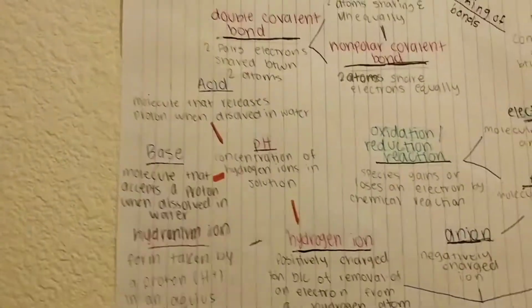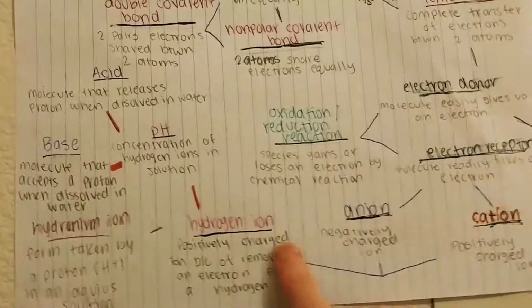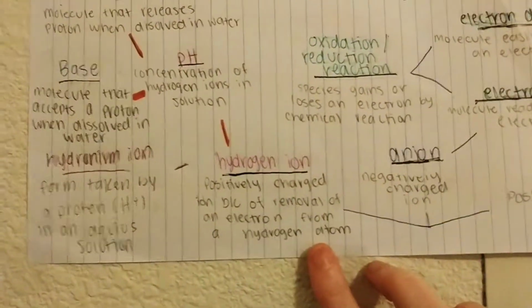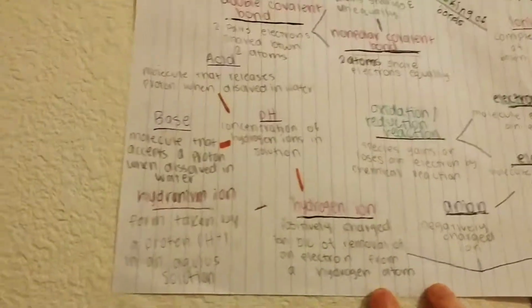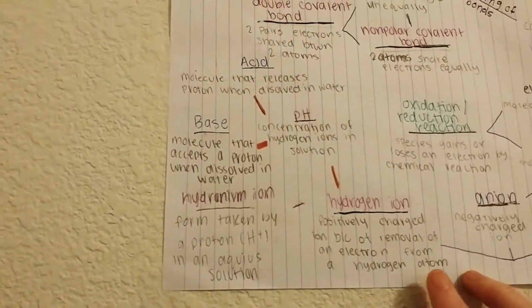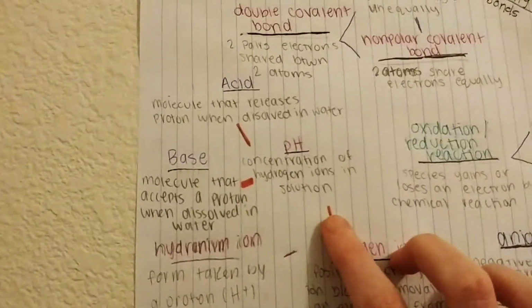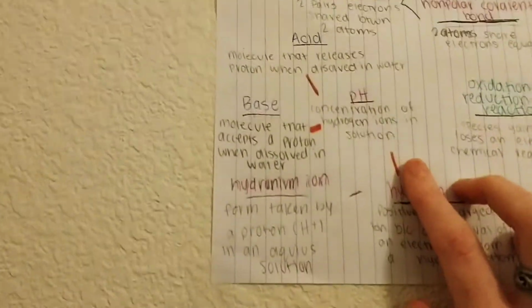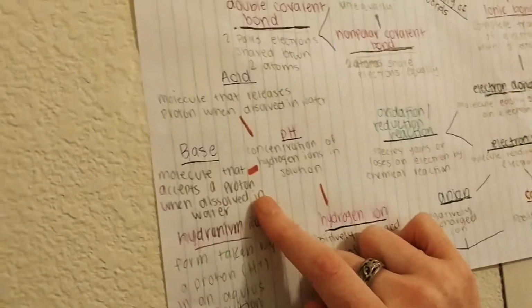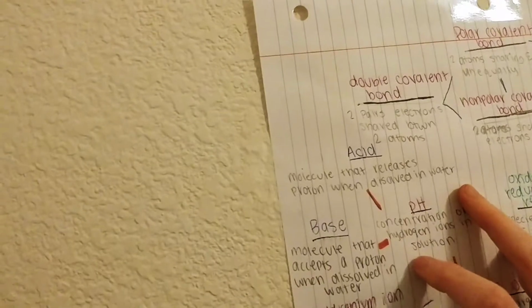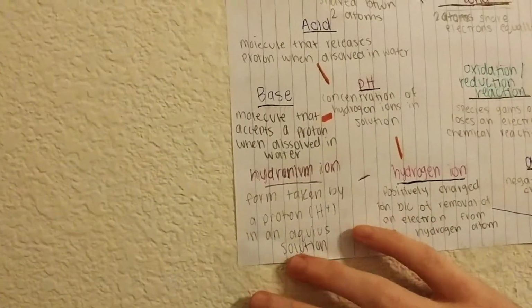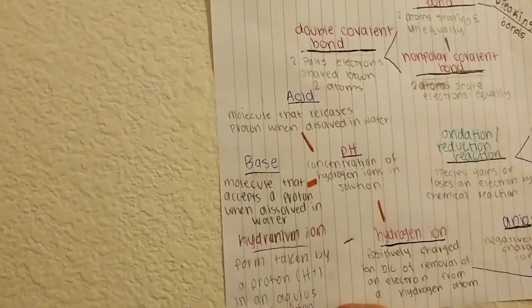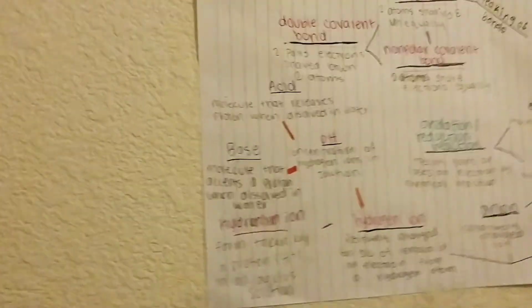It gives rise, but that was connected to the anion and cation, to a hydrogen ion, which is a positively charged ion because of the removal of an electron from a hydrogen atom, which gives into the pH, which is a concentration of hydrogen ions in a solution. And the pH is what you use when testing acids and bases. An acid is a molecule that releases a proton when dissolved in water, and a base accepts a proton when dissolved in water. A hydrogen ion, or hydronium ion, is the form taken by a proton, H+, in an aqueous solution.